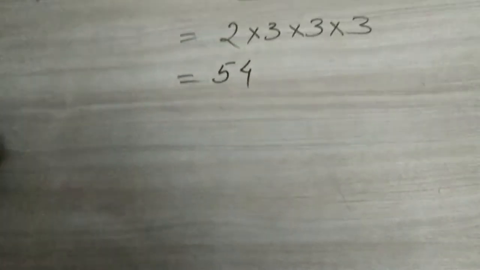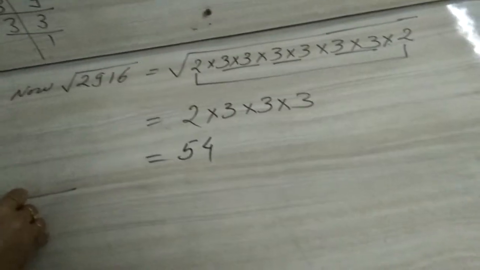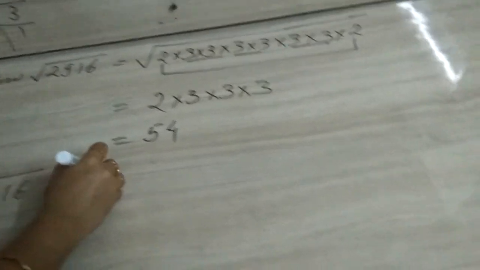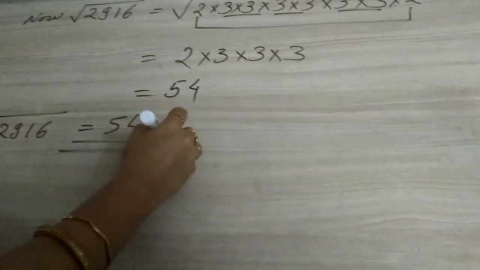Thus square root of 2916 is 54. This is your answer. New number they have asked, so this is the new number, and what should be multiplied? 2 should be multiplied.